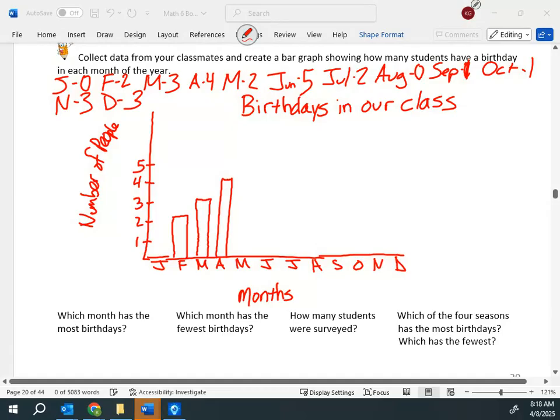May was 2. June is 5. July is 2. August is 0. September is 1. October is 1. November is 3. And December is 3.